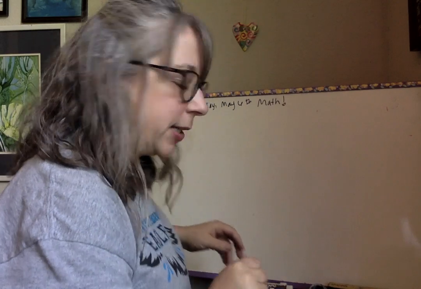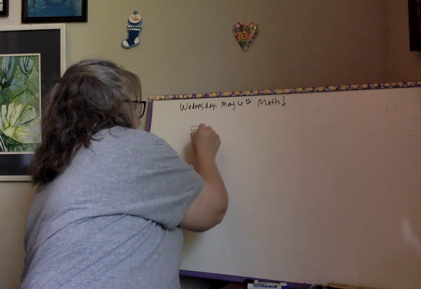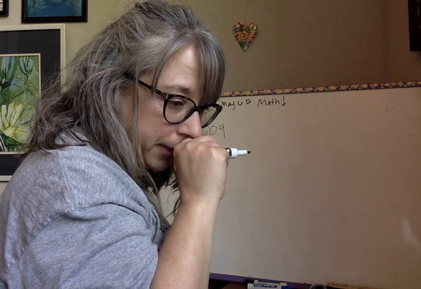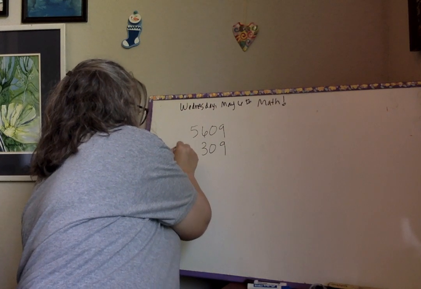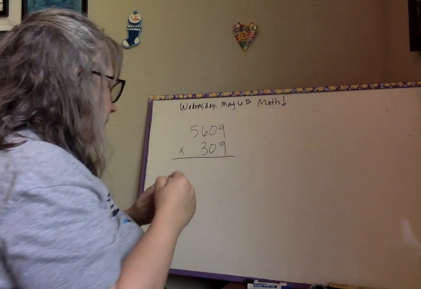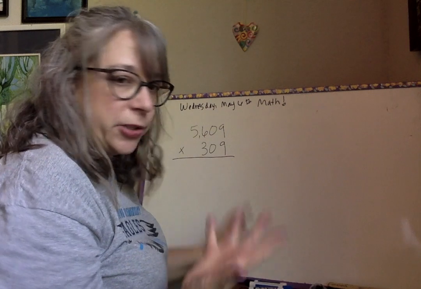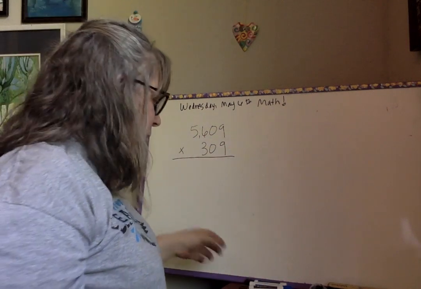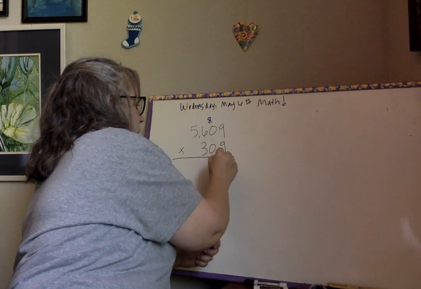Okay, let's do 5,609, pardon me, times 309. I don't usually mind multiplying nines because nines you can use your little finger trick, but 9 times 9 is 81. Okay, 9 times 9 is 81.